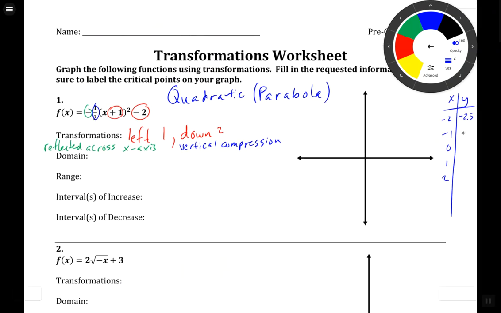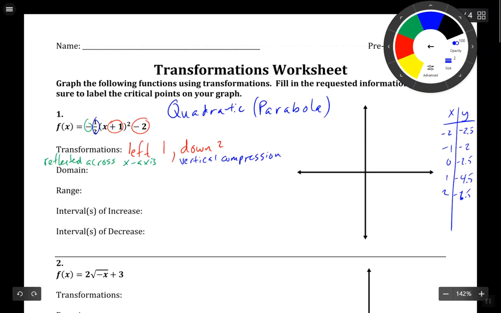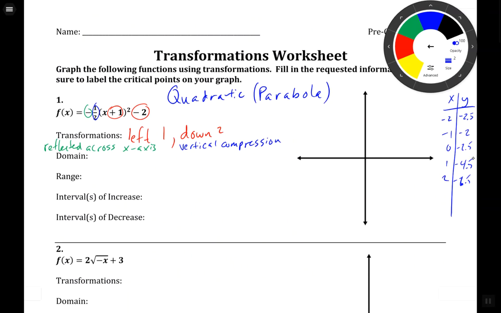What did I get at negative 1? Tell me. Negative 2. What did I get at 0? Negative 2.5. What did I get at 1? Say it louder. Negative 4.5. And what did I get at 2? Negative 6.5, right? Is that right? Let's look. Oh, negative 4. It was negative 4, you're right. Not negative 4.5. It was negative 6.5 is the next number. I didn't remember it. There we go. That's better. So we're going to graph those now.